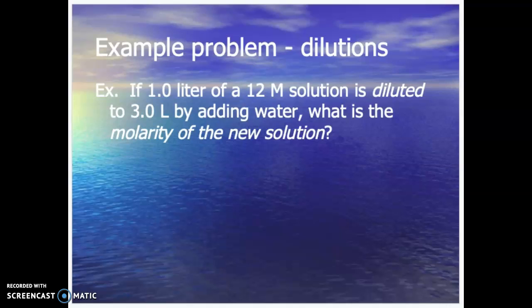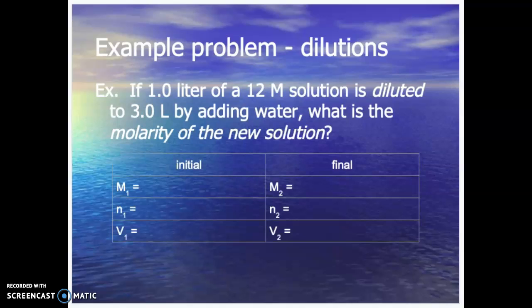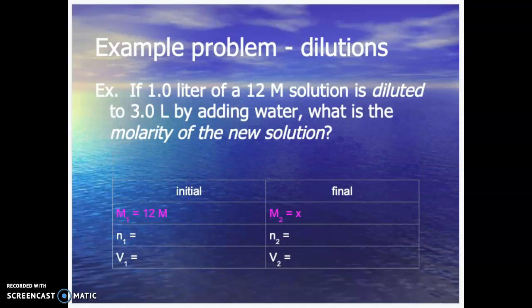So let's do an example together. If I have 1 liter of a 12 molar solution and I dilute it to 3 liters by adding water, what is the molarity of my new solution? I like to start by organizing my information. I have an initial solution and a final solution, before and after I dilute. My initial molarity is 12 molar.